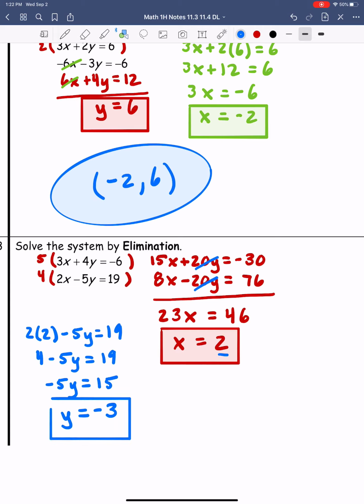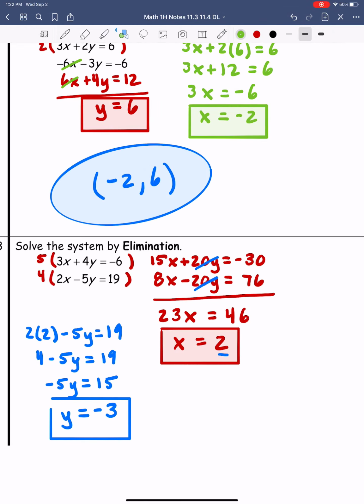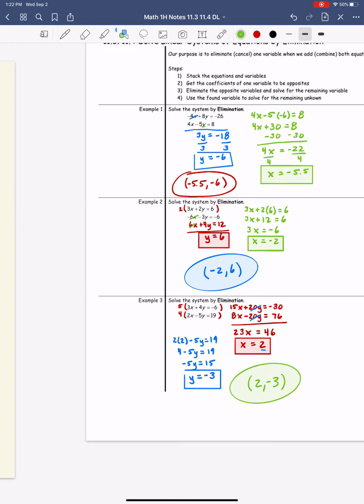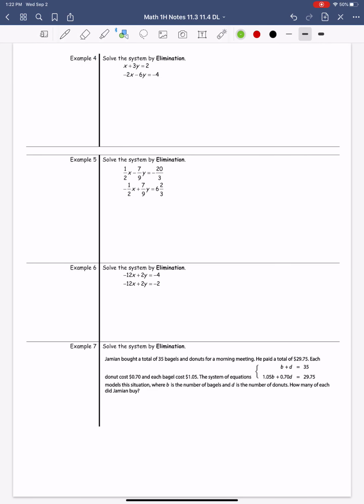Okay, and now we got to write this as an ordered pair, x comma y, my final answer here. So we're going to end up with 2 comma negative 3, always x comma y. This would be one solution on a graph. They'd intersect at one point at 2, negative 3. All right, we'll move to the next page here.